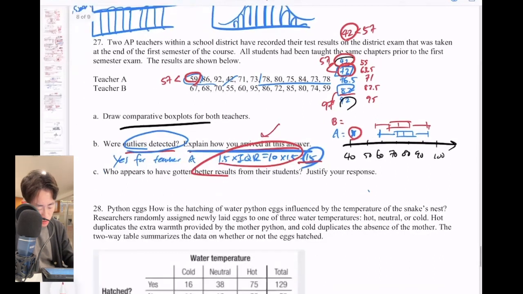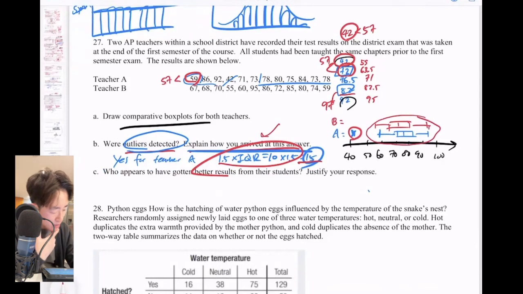rule. Who appears to have gotten better results from their students? Justify your response. Now, if you take a look at these two, the teacher A and teacher B scores are very, very kind of close to one another. Yes, teacher B has reached a higher maximum than teacher A. Oh, I guess then there is no competition here. So this is definitely teacher B. I think that's also what they said.